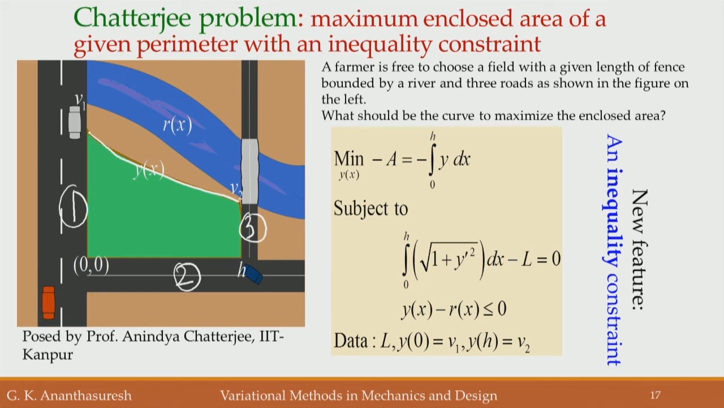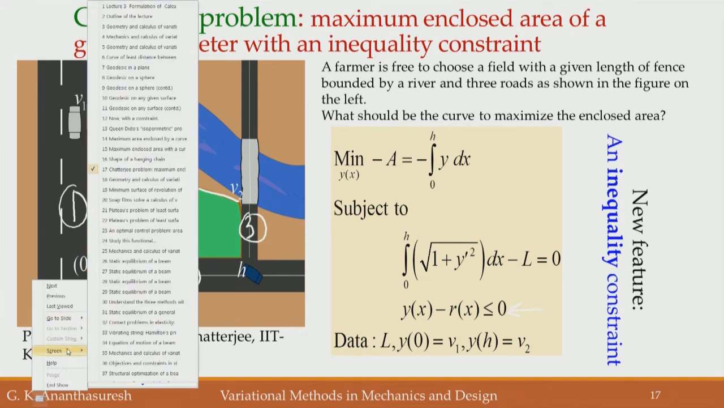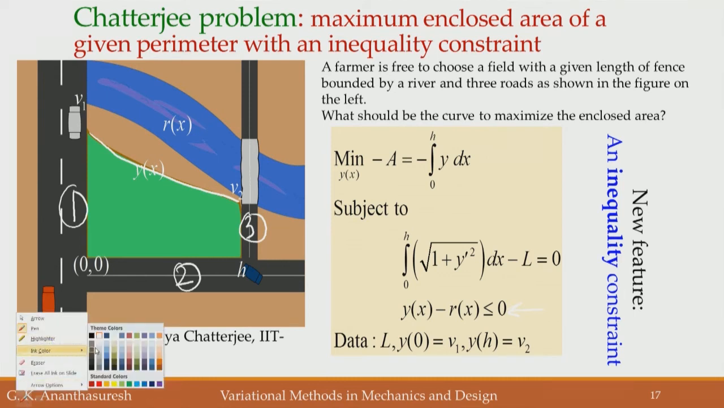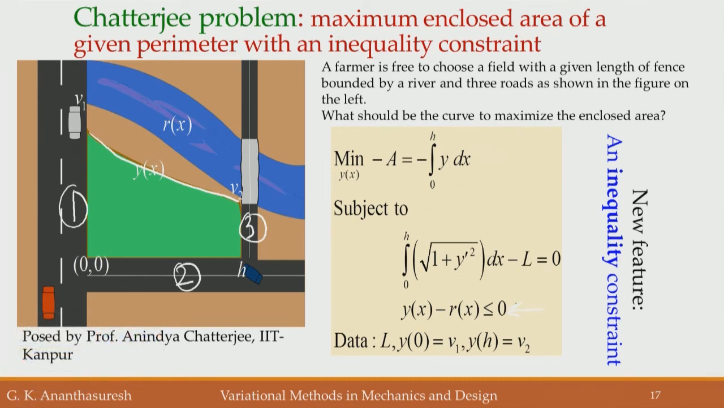So, he cannot have the land penetrate into the river; he has to choose it below the river. That is an inequality constraint like it is shown here. That constraint says that y of x has to be below r of x, where r of x defines the curve of the river.